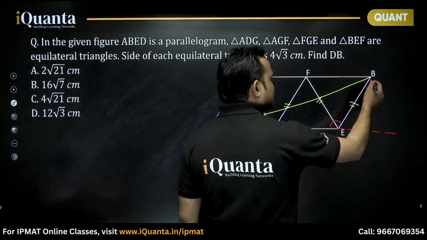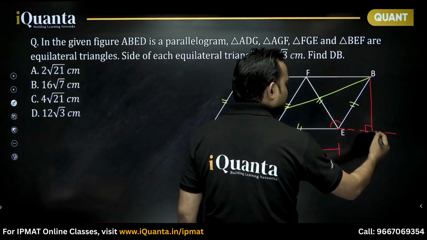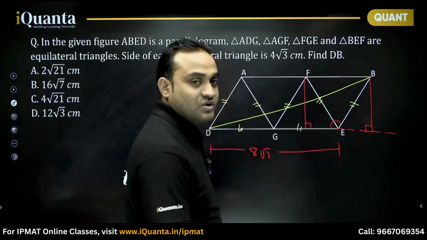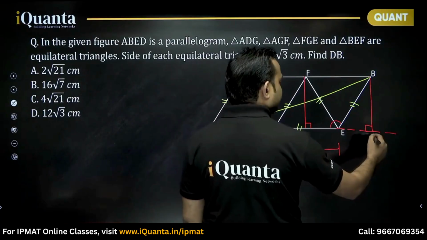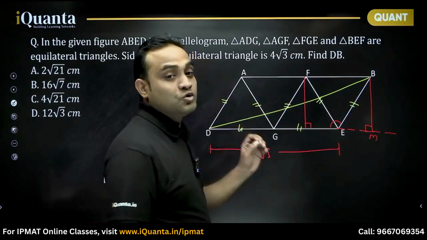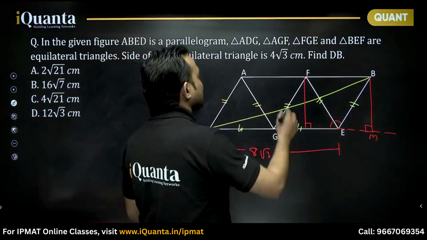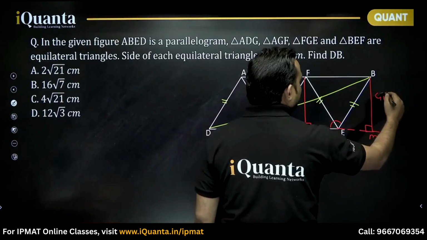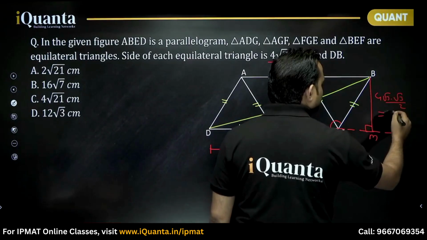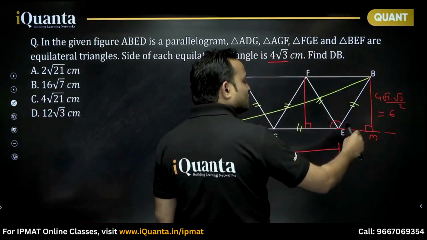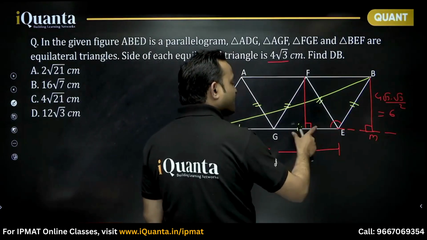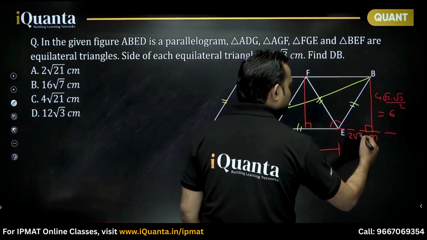increase this side and draw a perpendicular, this will be the same as the height of any other equilateral triangle, right? And this length, let's say BM, will be what? What is the height of an equilateral triangle? Root 3 by 2 into side length. What is the side length? 4 root 3. So this will be 4 root 3 into root 3 upon 2, which is equal to 2 into 3, which is equal to 6. So we know the length of BM, which is equal to 6. What will be EM? EM will be half of this side length. This will be 2 root 3.